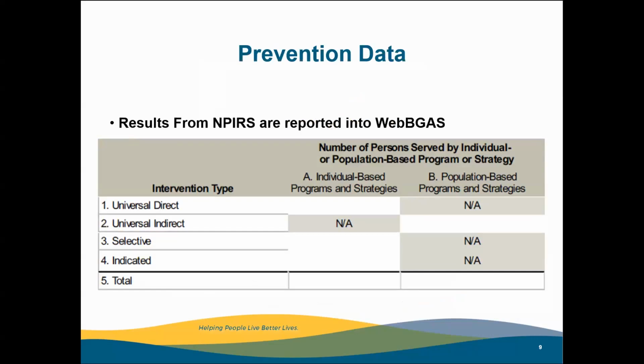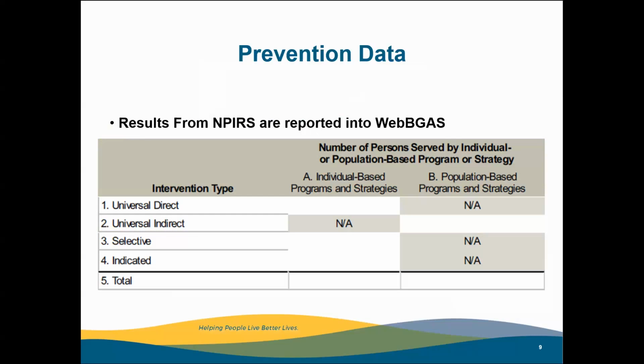So why is this all so important? This is one example of why it's all so important. This is a table from WebEx, which is our block grant reporting system. What this shows is how we report your strategies. Everyone enters information into NPIRS, and one of the things that we ask you is if this strategy was universal direct, universal indirect, selective, or indicated. And that is then broken down into this table, which we submit to SAMHSA.